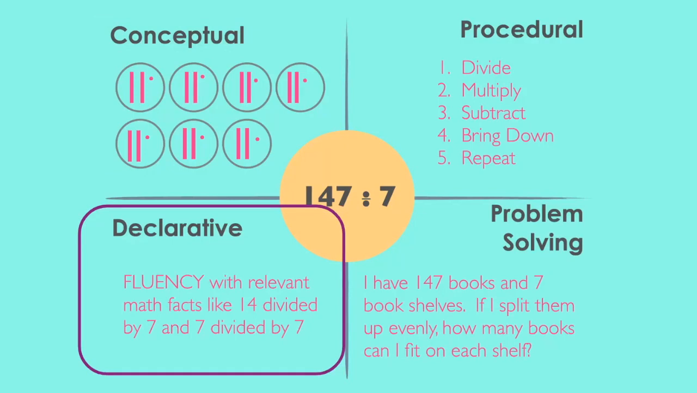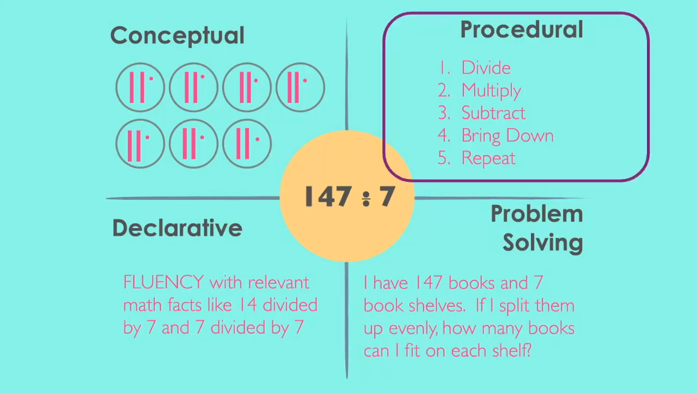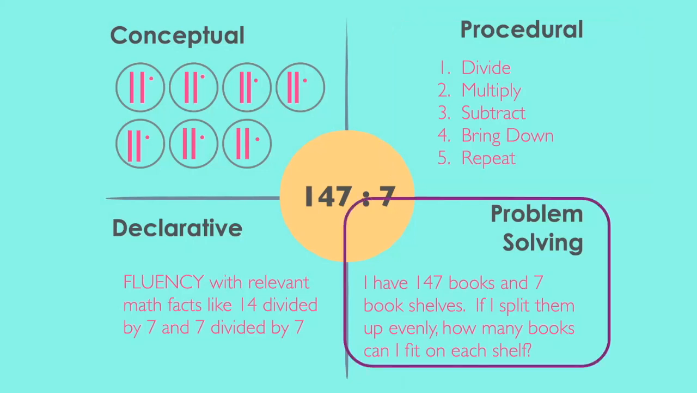If they demonstrated declarative knowledge, they could draw upon fluency and automaticity with math facts, like 14 divided by 7 is 2, and 7 divided by 7 is 1. Strong number sense would also remind them that the 14 is actually 14 tens. So 14 tens divided by 7 is 2 tens. If a student was drawing upon procedural knowledge to apply the traditional long division algorithm, they may memorize some steps like this. And finally, if they considered a real-life context for this expression, they may think of the scenario of having 147 books to divide equally on 7 bookshelves.